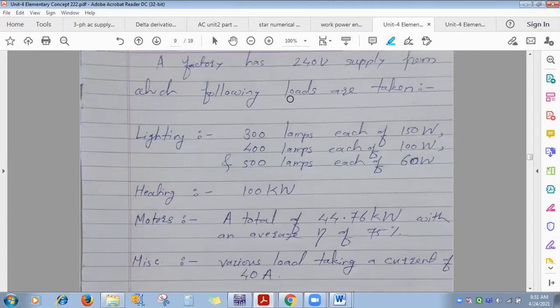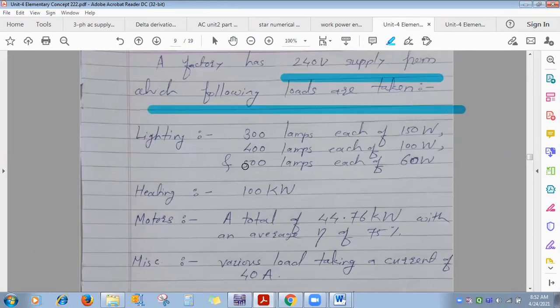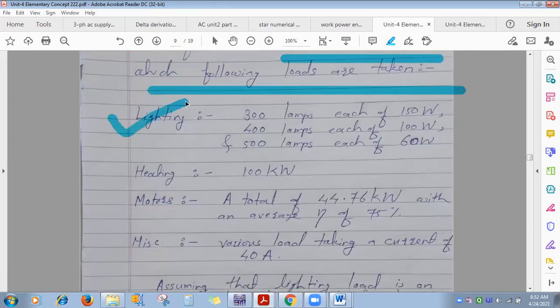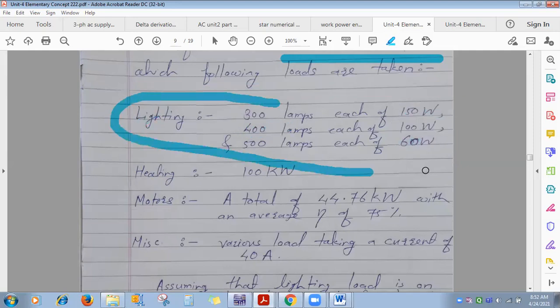See, a factory has a 240 volt supply. The following loads are connected. The lighting load is given with power ratings of 150 watt, 100 watt and 60 watt. These are three types of lamps. How many are connected is given, meaning 300 lamps, each of 150 watt, and so on. This is the lighting load connected.